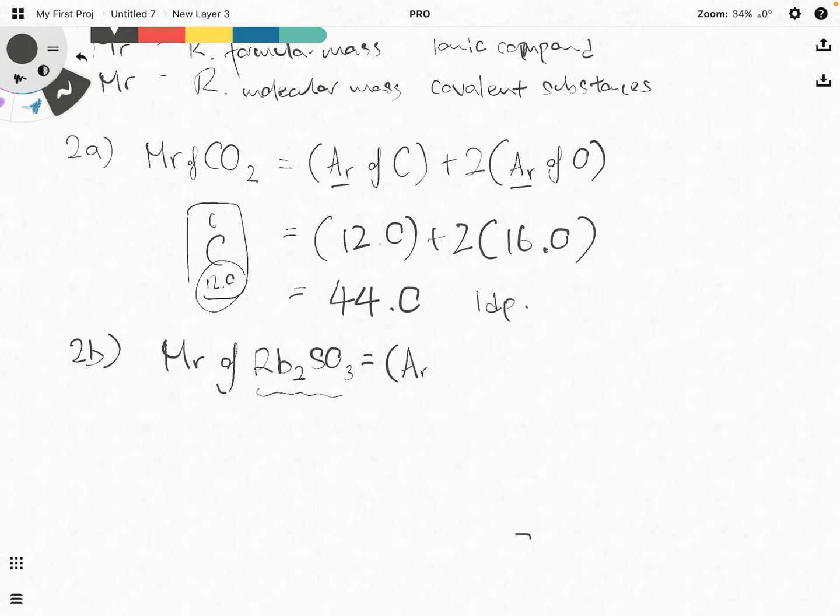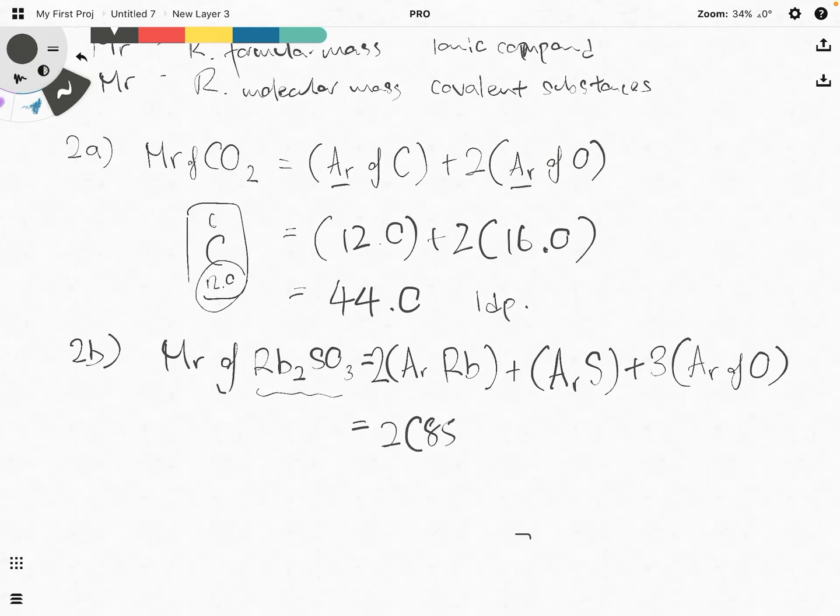You will need the relative atomic mass of rubidium, and we have 2 of that. And then you need to find the relative atomic mass of sulfur, and you need to find 3 times the relative atomic mass of oxygen. If you were to substitute the values in after searching the periodic table, this is what you get. Okay, and the final answer is 251.1 to 1 dp. Again, no units. This is a ratio that we are dealing with.